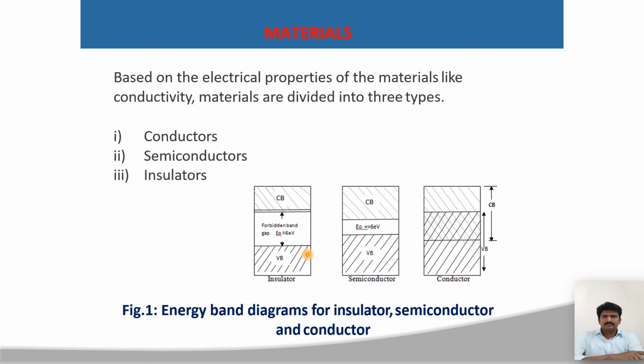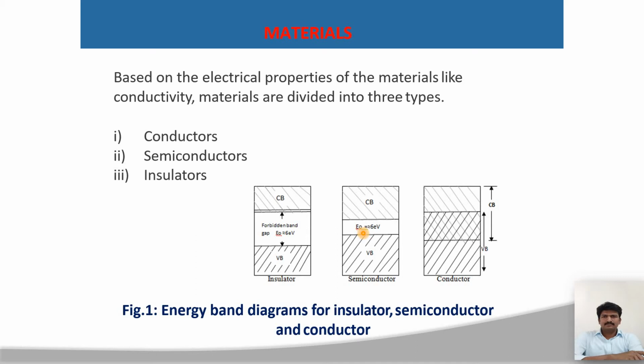And for the semiconductor material, it is lesser than 6 electron volts. It is about 1 electron volt. This one is wrong. It is 1.1 electron volt or less than 1.1 electron volt, depending upon which semiconductor material you have chosen.